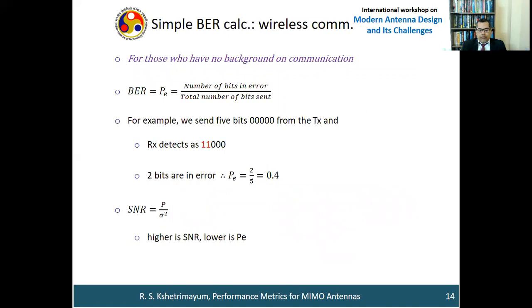Let us look at it from the perspective of bit error rate. Bit error rate is defined as the number of bits in error divided by the total number of bits sent, and it can be easily calculated. Let's say the transmitter is sending 5 bits, a simple example, all 0 bits, and the receiver detects it as 11000. So how many bits are in error? 2 bits are in error. So the probability of error is 2 by 5, total bits in error divided by total number of bits sent. The probability of error is 0.4. That's how we calculate probability of error or bit error rate in wireless communications. What is SNR? SNR is the ratio of signal power divided by the noise power.